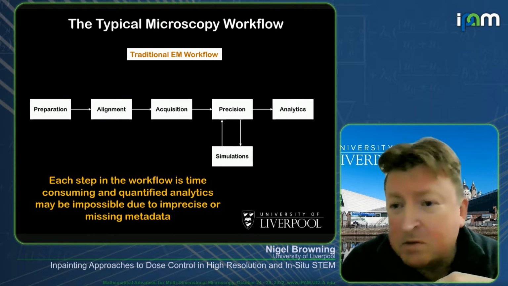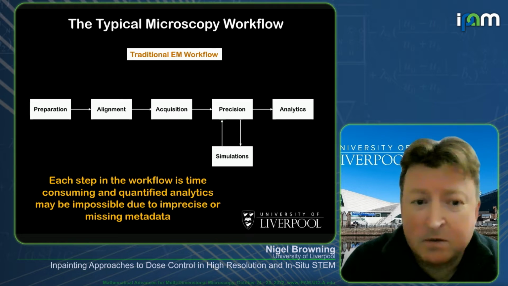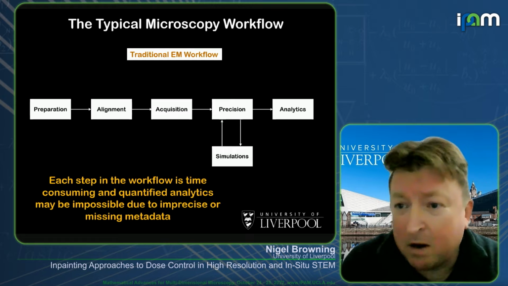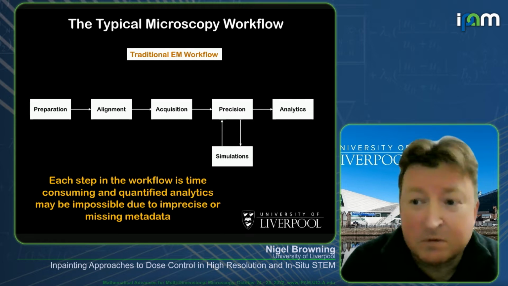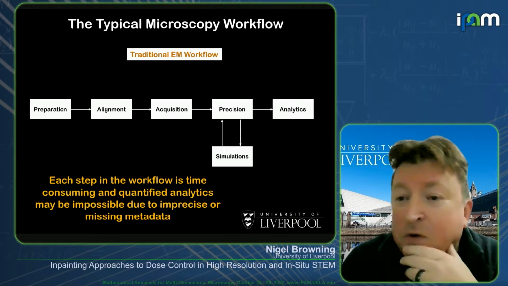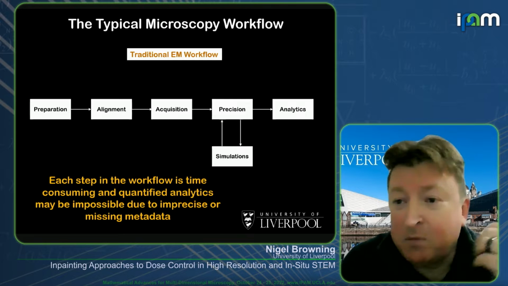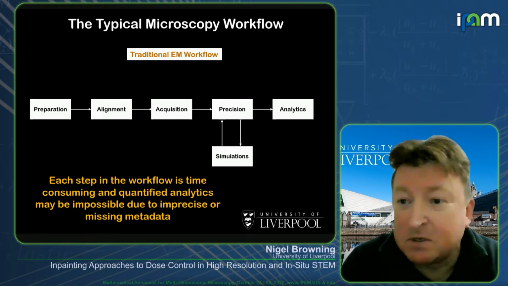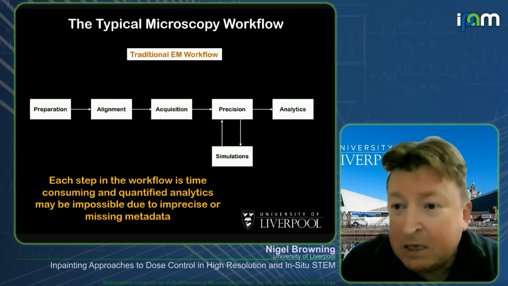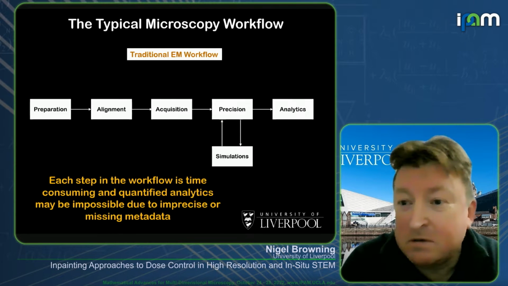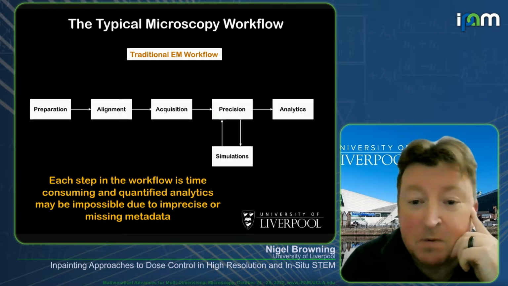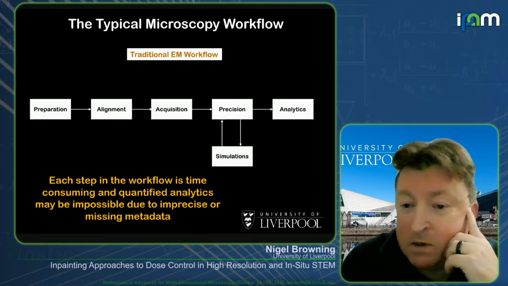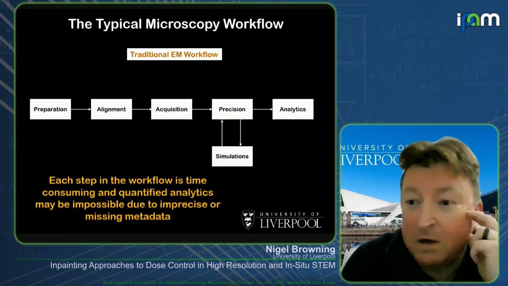So there are a lot of things that we could do in the specimen preparation. But once we get into the microscope, we then have to align the microscope. When we get the alignment as good as we think we can get it, we then acquire some images or spectra or diffraction patterns, or whatever it is that we're trying to do with our experiment. After we get off the microscope, we try to pull all of those things together to increase the precision of our experiment. We might use some simulations to help us understand what our experimental conditions are, so it increases our precision. And then at the end of it, we'll run some analytics on what we got.